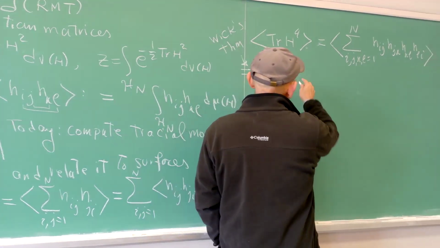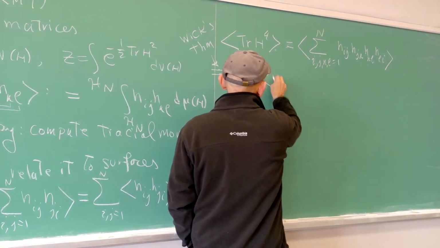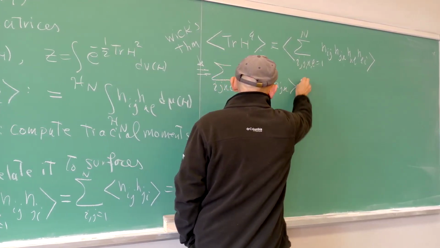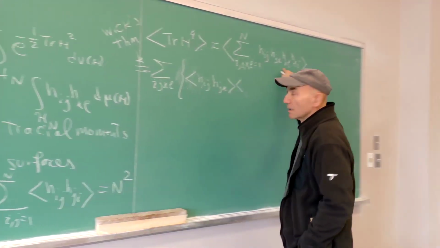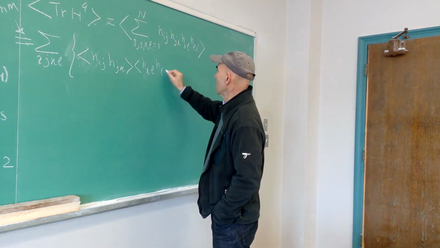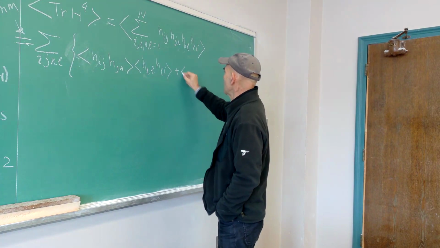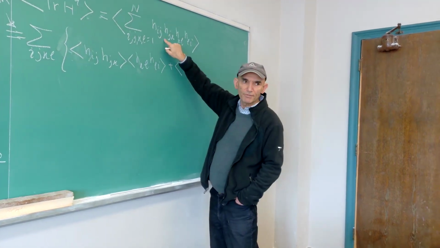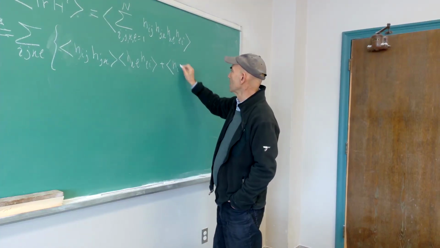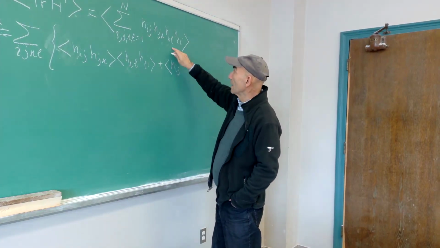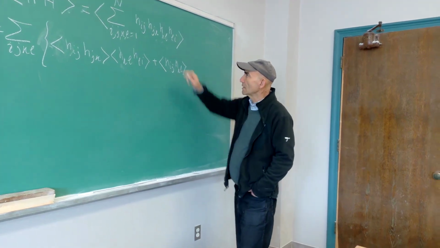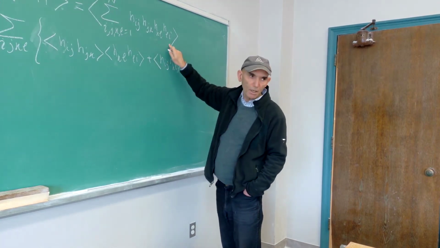We can just write it as sums of the following things: H_ij with H_jk, and then H_kl with H_li, plus, so we just took the first two. Now I take the first and third, H_ij with H_kl, and H_jk with H_li.